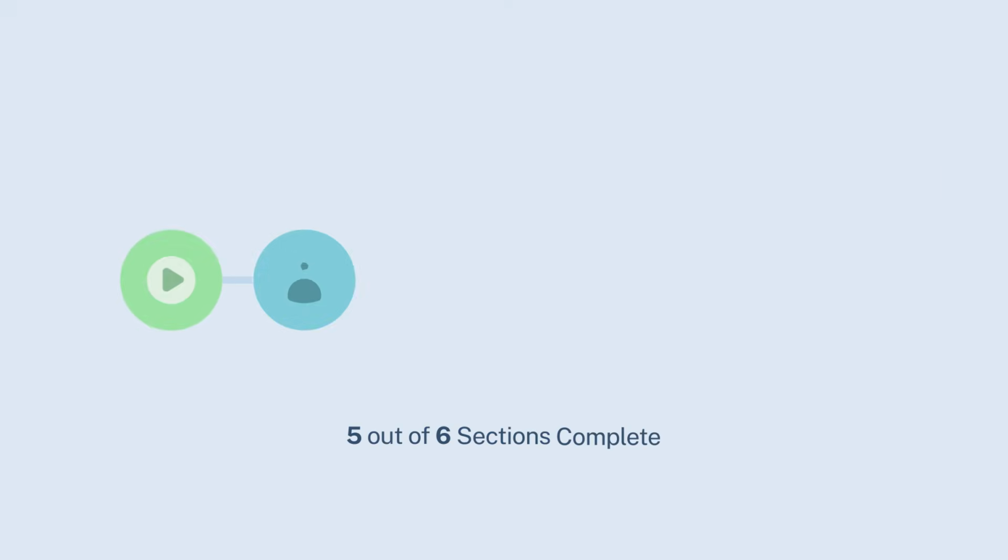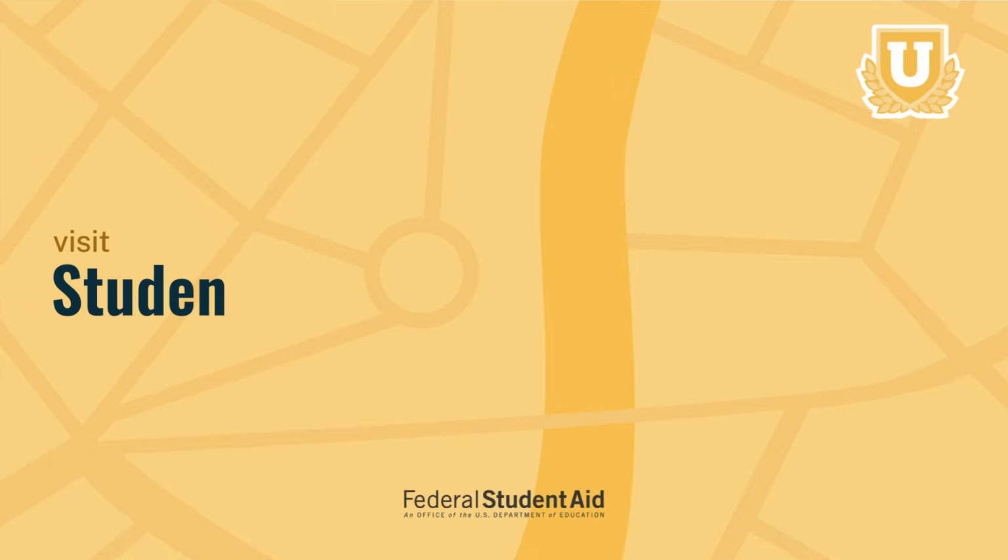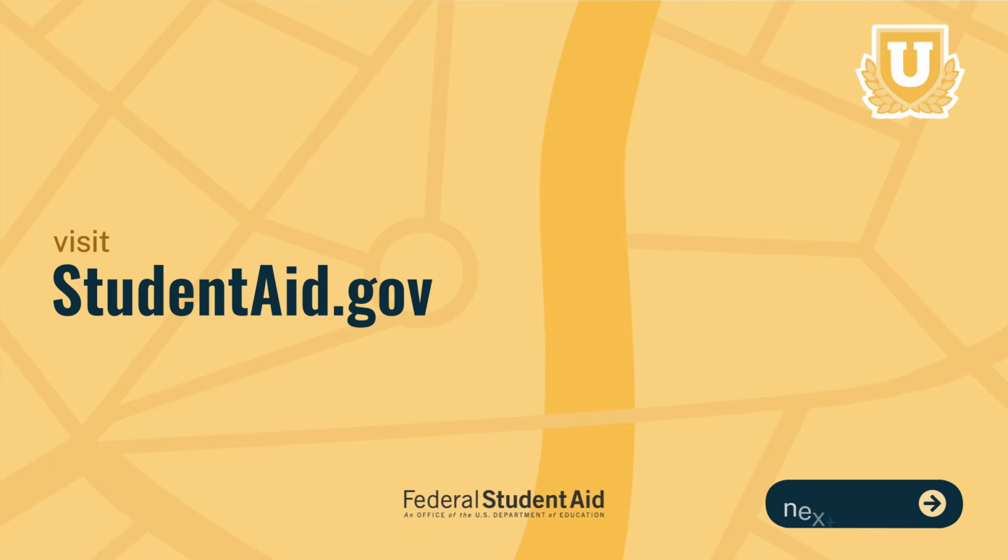Once you invite any required contributors, you'll continue to the last section of the FAFSA form, where you'll review, sign, and submit your form. Learn what that means in our next video. Review, sign, and submit your FAFSA form.